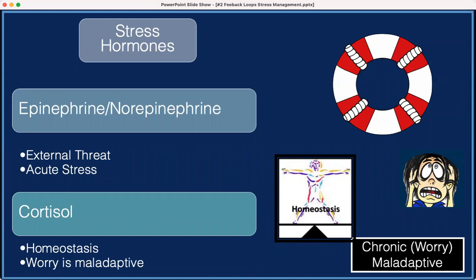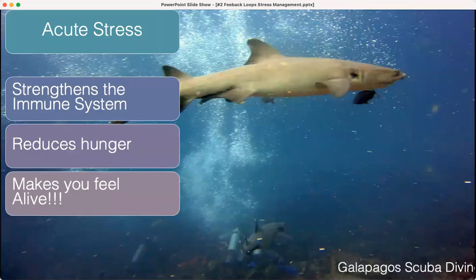So they're handling that bodily threat of either bleeding or having a baby. The stress hormones, they're there to save your life. External stress, acute stress, and the chronic stress gets you back to baseline homeostasis. But if you increase your cortisol levels with worry, it's a maladaptive chronic stress response. So acute stress, remember, strengthens the immune system. It actually reduces hunger and it makes you feel alive.